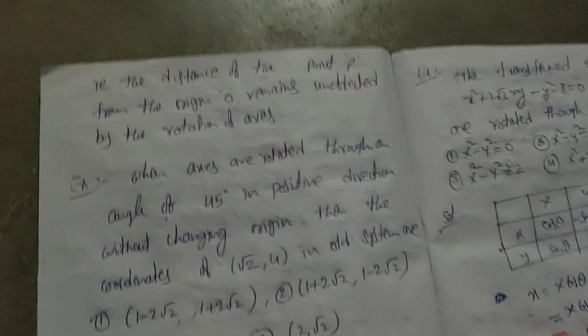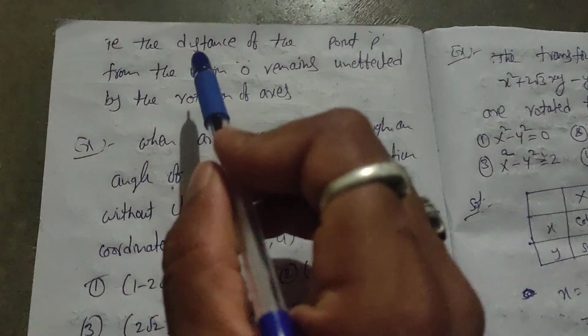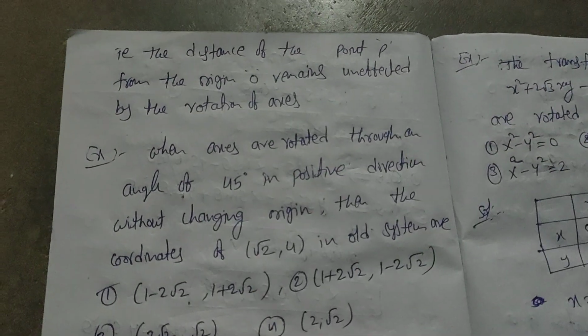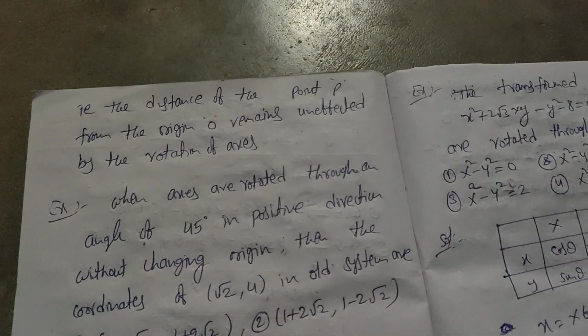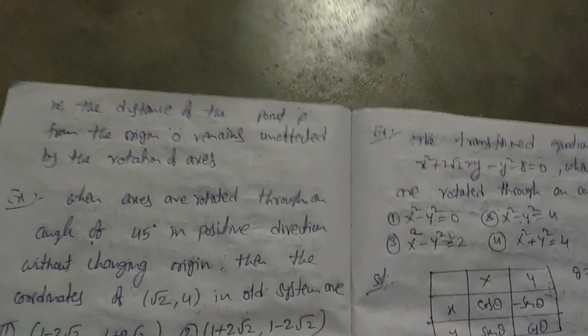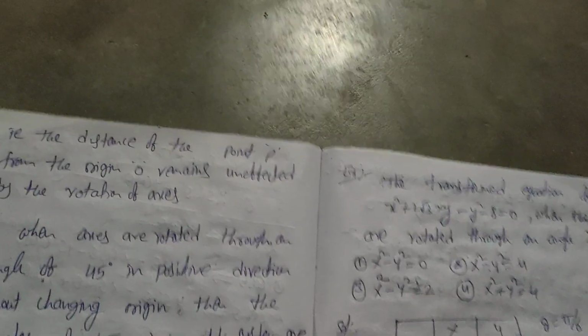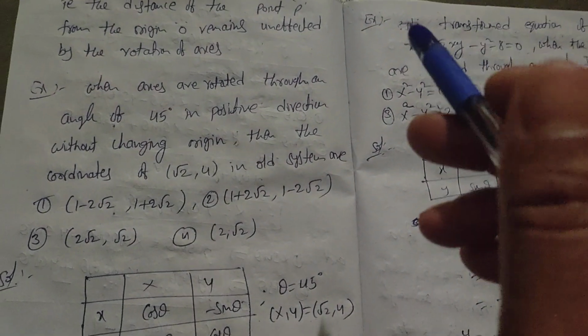The observation here is that the distance of the point P from the origin O remains unaffected by the rotation of axes. So if you rotate the axes, the distance from any point to the origin is the same. Okay, next one. Take one example based on this.